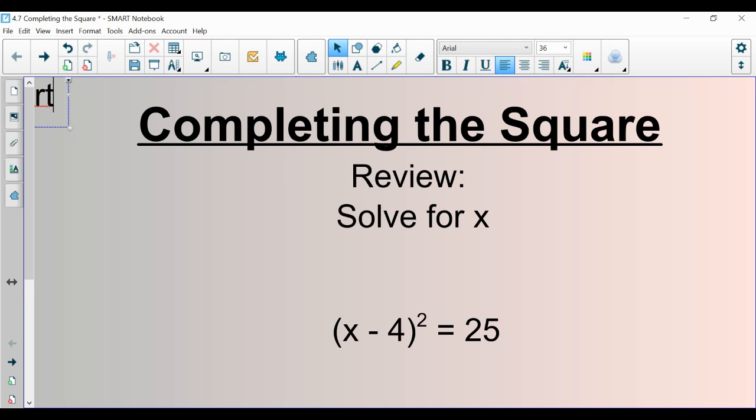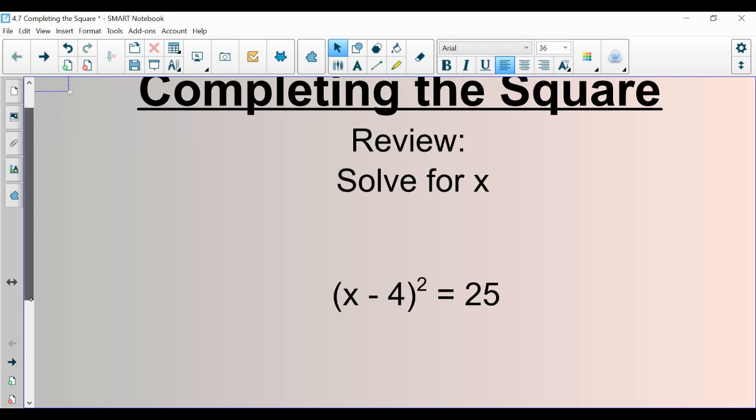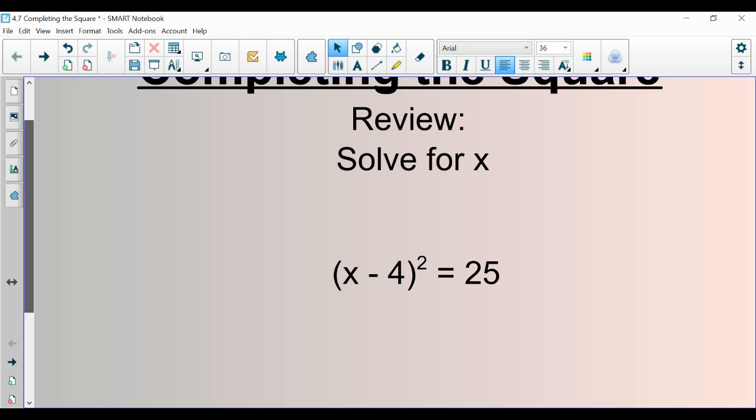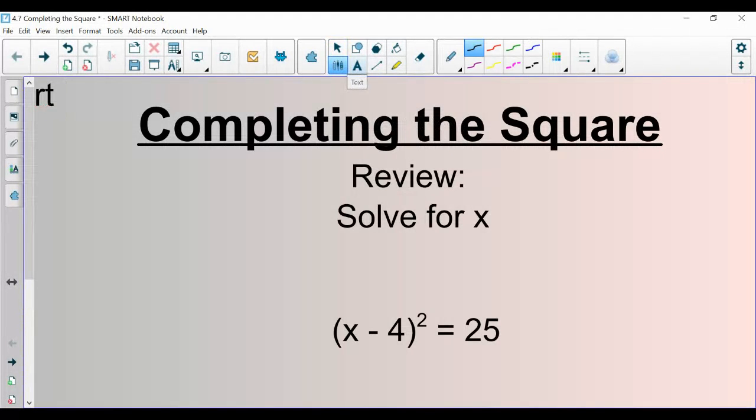Hello, Algebra students. We are discussing completing the square. This is section 4.7, and a prerequisite skill that we have to know in order to complete the square properly is how to solve equations that look like this. So in this problem, we're obviously trying to solve for x. We have x minus 4 being squared, and that's equal to 25.